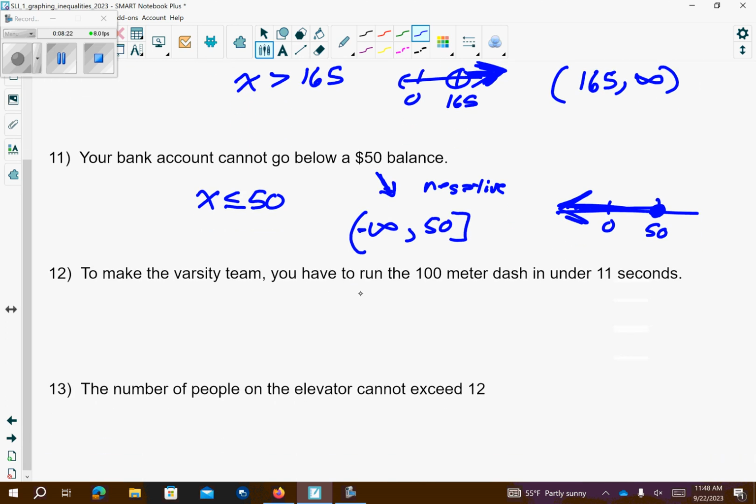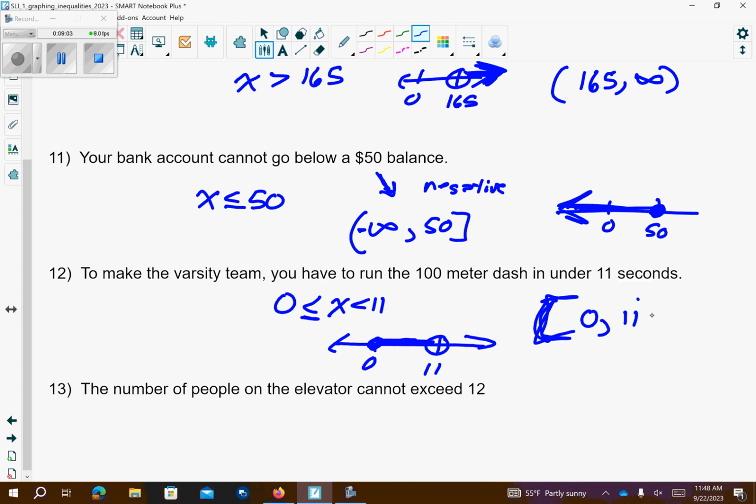To make the varsity team, you have to run the 100-meter dash in under 11 seconds. So under 11 seconds. So I have to run it less than 11. On a number line, it's going to look like this, 0 to 11. Could I have a negative running time? The answer is no. So I guess I could have this be a solid dot if I wanted to, and this is going to go to here, an open dot. So we would go hard bracket at 0 to 11 soft bracket.